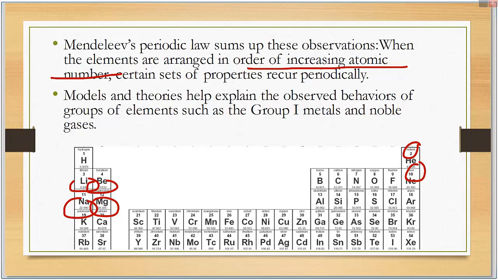So that means all of these will react similarly. Models and theories help explain the observed behavior of groups such as the group 1 metals and the noble gases.